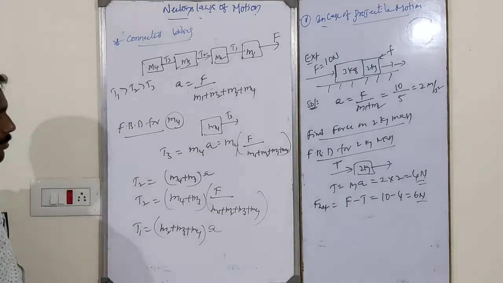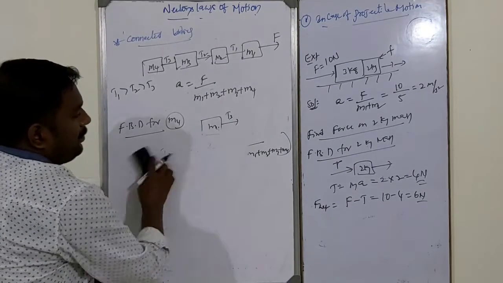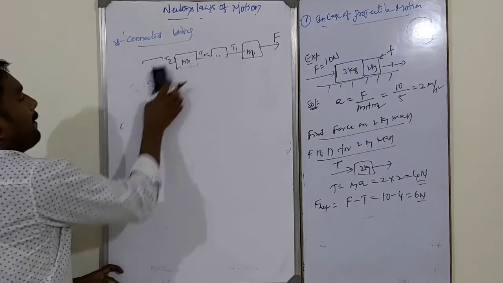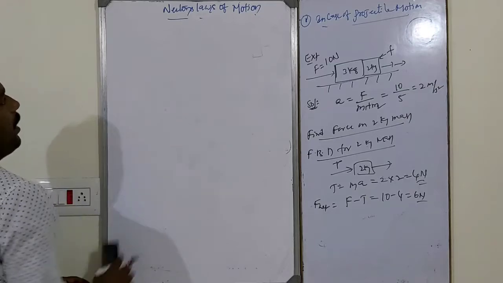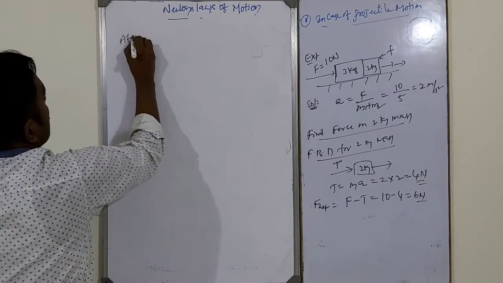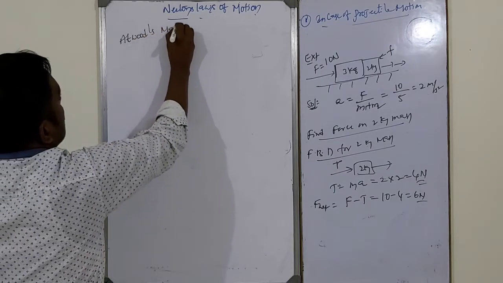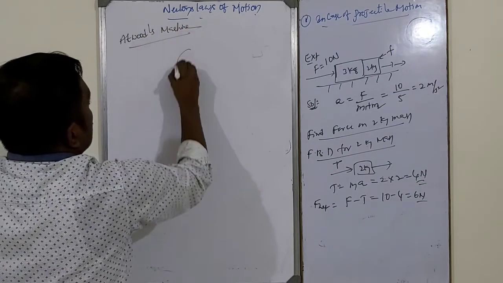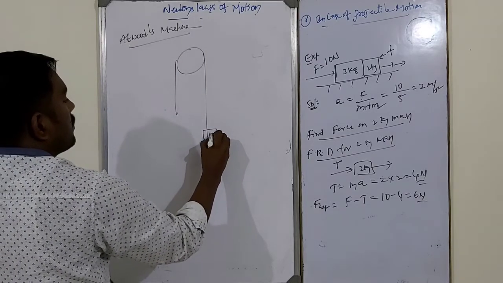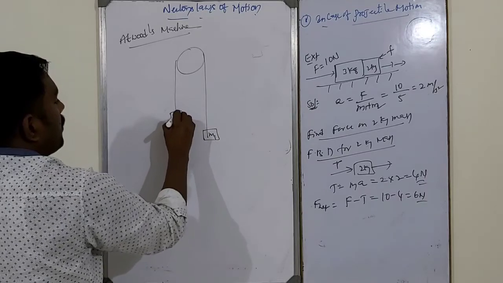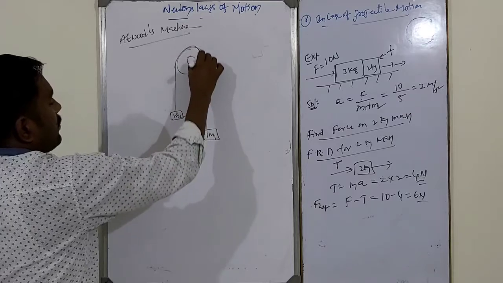Students, this is very important from the examination point of view. Next one is the Atwood machine. The Atwood machine is very important, students. Like this, this is the body of mass M1, this is the body of mass M2. This is an Atwood machine, like a pulley.